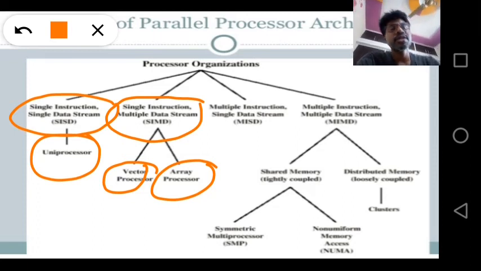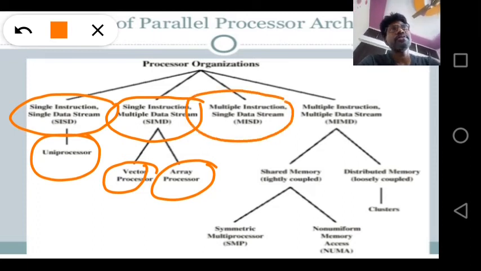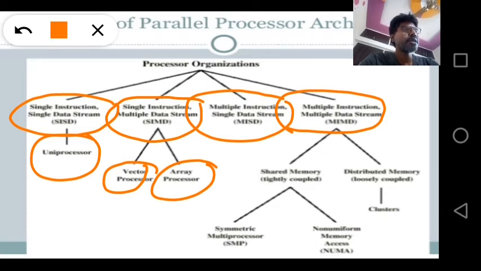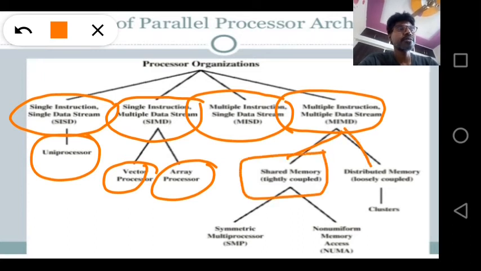And the third one, which is very seldom implemented in the real world, is called MISD, that is multiple instructions and single data. And the last one is the very popular one, that is multiple instructions on multiple data stream. And this can be implemented by using shared memory. This is called tightly coupled. Tightly coupled means all the processors have to use the same memory, same address system bus to access the shared memory, which is called tightly coupled. So remember this word.